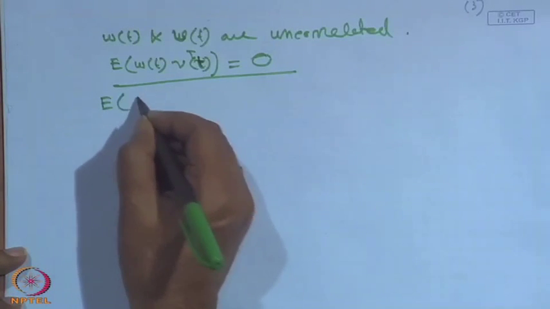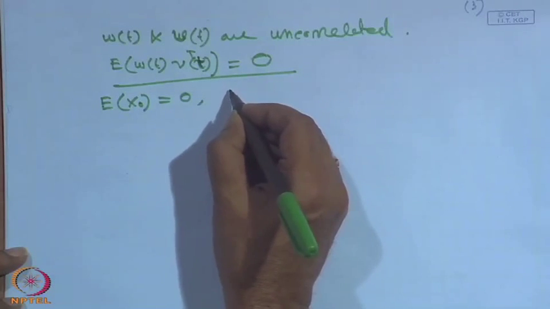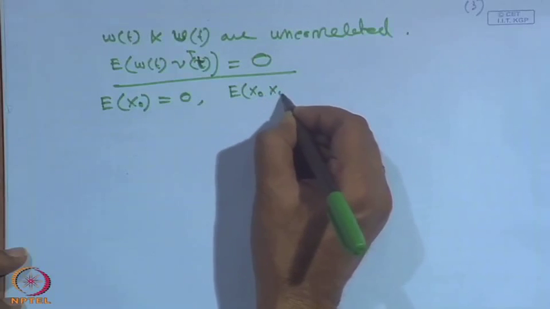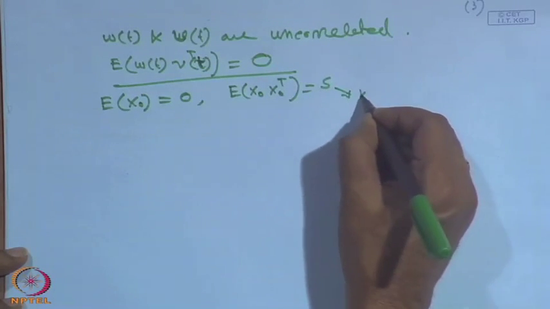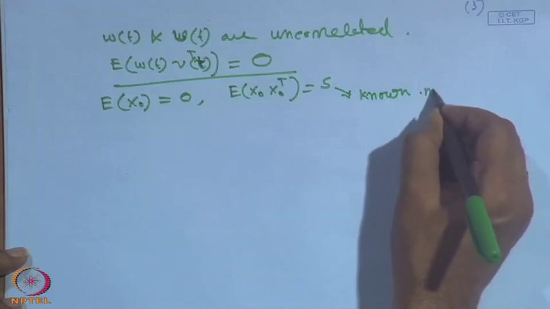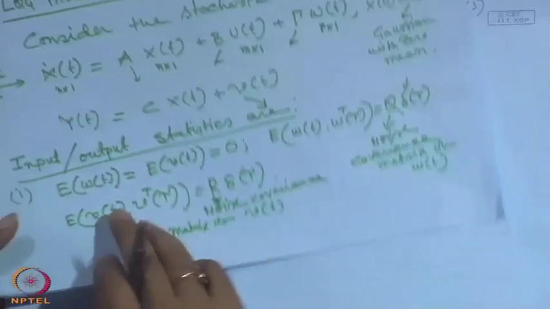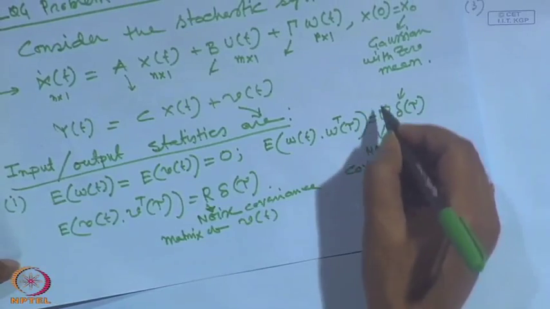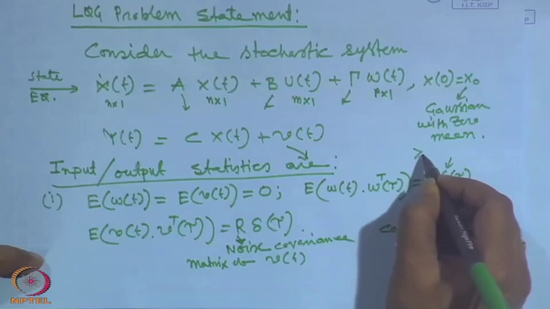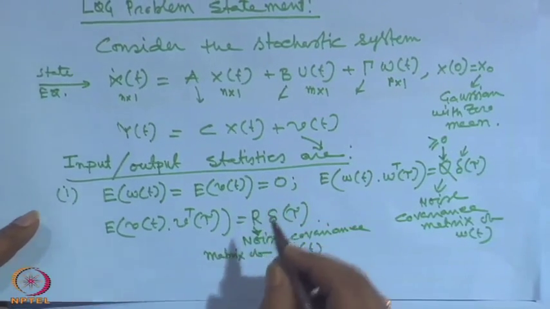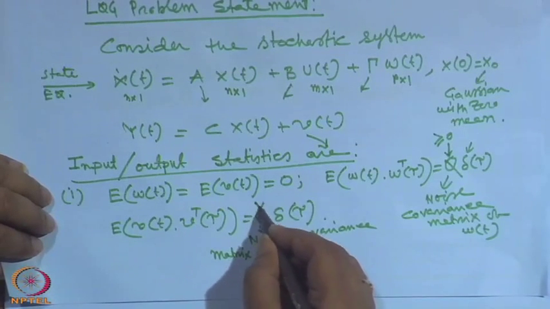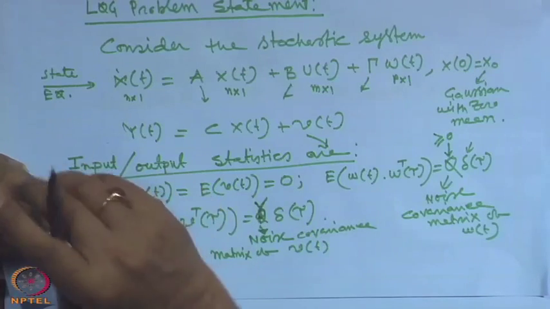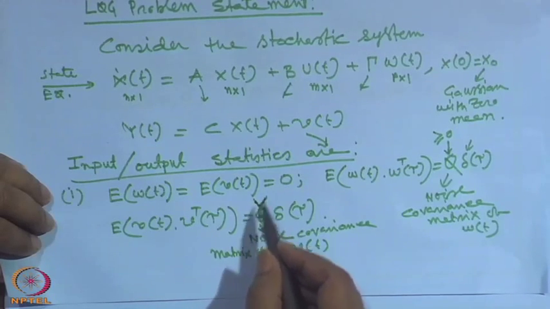And also we assume that the initial state has zero mean and its covariance is equal to S, which is a known matrix. Each noise covariance matrix, Q and V, is a positive semi-definite matrix. We use V because, if you recollect, we used R when discussing the linear quadratic regulator problem, where R is the weightage on the control input. So we should not use the same symbol here. We are using V for the measurement noise covariance matrix.